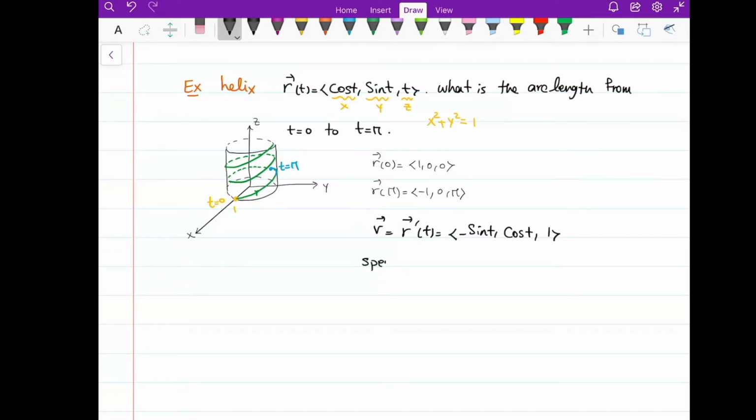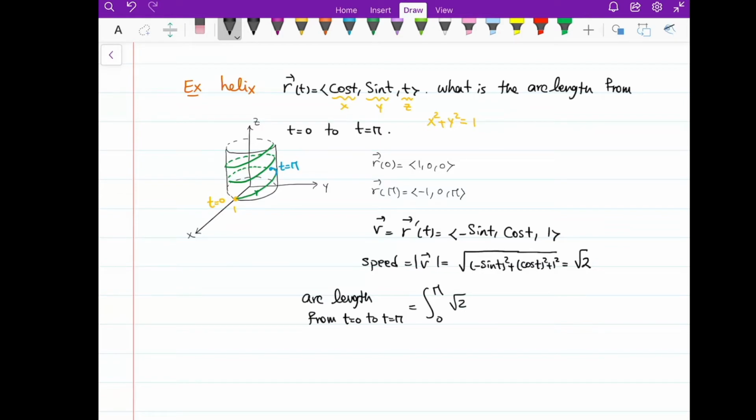And I need to find the speed, which is the length of the velocity: square root of negative sine t squared plus cosine t squared plus 1 squared. Sine squared plus cosine squared is equal to 1, I have another 1, so it is square root of 2. So the arc length from t equals 0 to t equals pi is the integral from 0 to pi of square root of 2 dt, which would be root 2 t from 0 to pi, which is square root of 2 times pi. Okay, this is the length of this arc in here.